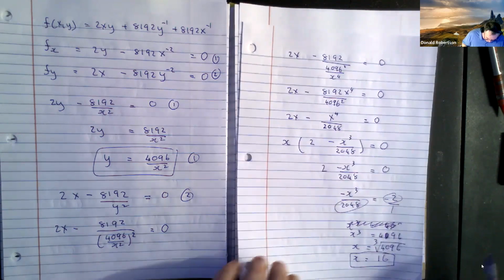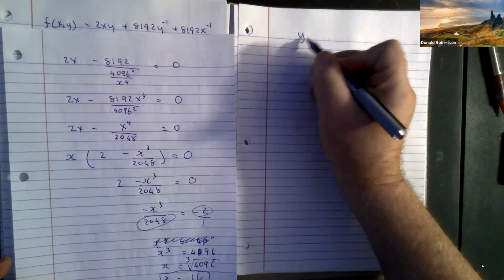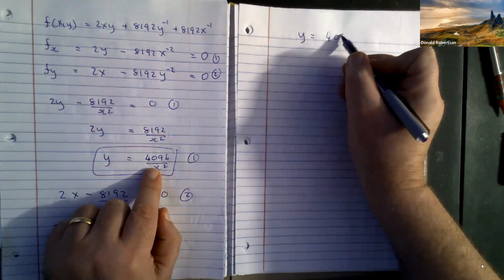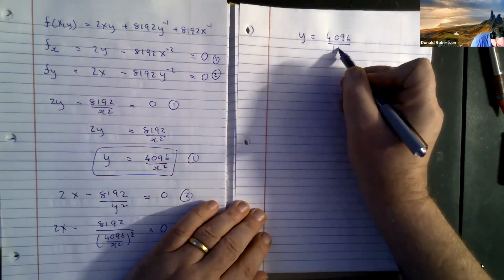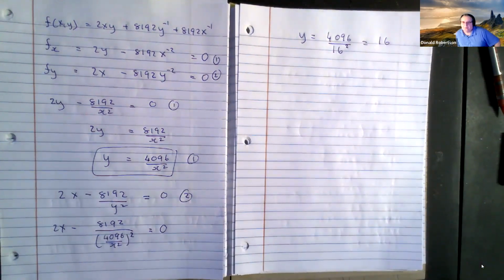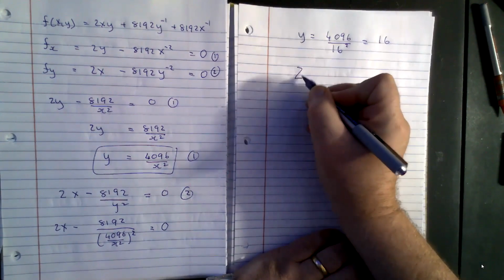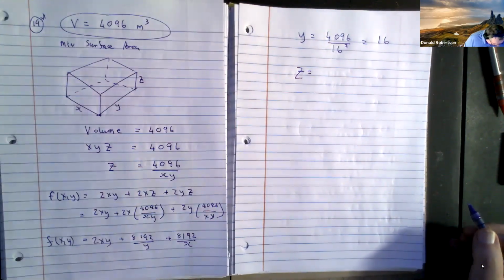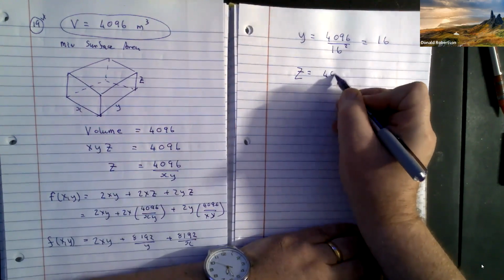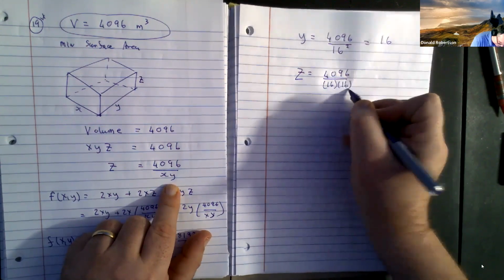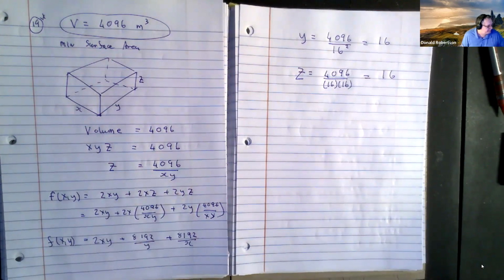Now, what I have to do now is work backwards. What will y be when x is 16? Well, y is 4096 divided by 16 squared, right? X squared, which I believe is also 16, but can you check it? It is. And now I need to find out what z is. And z is hidden away somewhere, well, how many pages back here? And z is 4096 divided by x times y. And guess what? That is also 16.